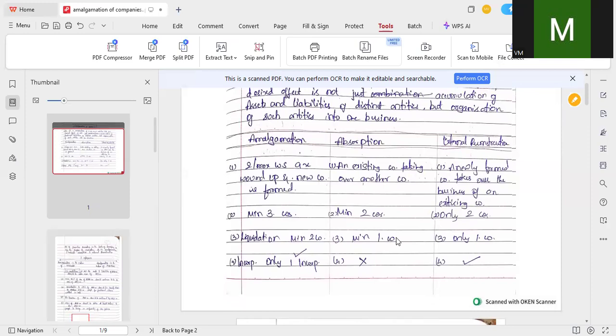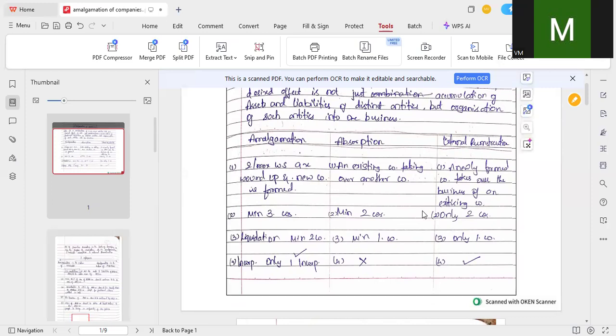Okay, fine, so this is a simple meaning. We just got to know the meaning of amalgamation in simple terms. Now the meaning of amalgamation, absorption, and external reconstruction. Let's look into them one by one. Amalgamation, as I told you, means two companies will be consolidated. Two companies are wound up and a new company is formed. That is what I told you.